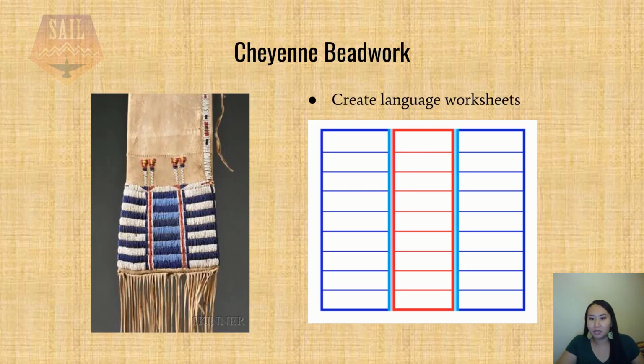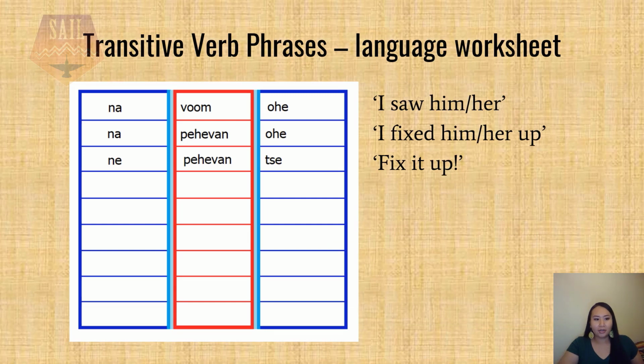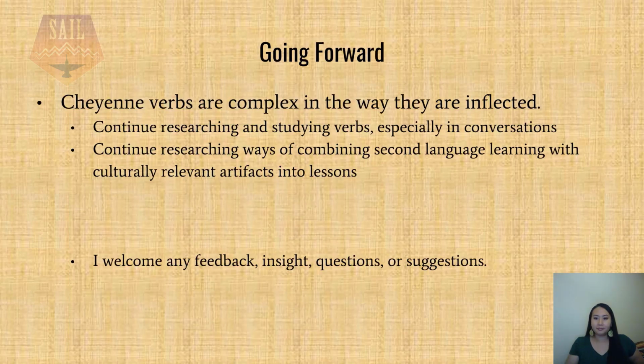So as I mentioned before, the culture and the language go hand in hand. In my research going forward, I'm really trying to find ways to combine both aspects for second language learners. Here we have an image of a beaded pipe bag and a language worksheet that is inspired by this. Here is how it would work. In this case, we would brainstorm transitive verb phrases and then write out all the possible options into the boxes. For example, nawomo, I saw him or her, and so on.